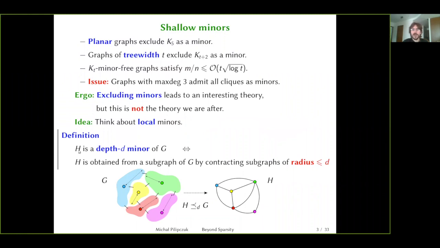So I will say that H is a depth d minor of G, like on this picture, when I can obtain H from G by contracting mutually disjoint subgraphs of radius at most d, right? So now I can contract not arbitrary connected subgraphs. I need to contract only local subgraphs of radius, say, at most 10, if d is equal to 10, right? So this is a notion of a local minor, or rather bounded depth minor. And I will denote it like that. H is a depth d minor of G.